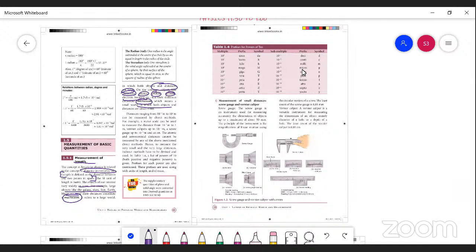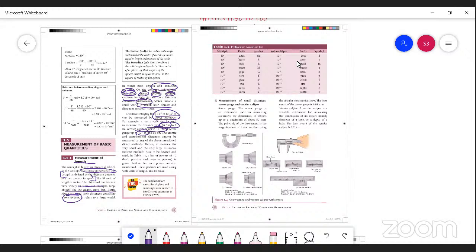Distances ranging from 10 power minus 5 meter to 10 power 2 meter can be measured by direct methods. For example, a meter scale can be used to measure distances from 10 power minus 3 to 1 meter. The vernier caliper range is 10 power minus 4 meter. The screw gauge range is 10 power minus 5 meter. The screw gauge is also called the micrometer screw gauge, and its least value is 10 power minus 5 meter. That's why it's called a micrometer screw gauge.